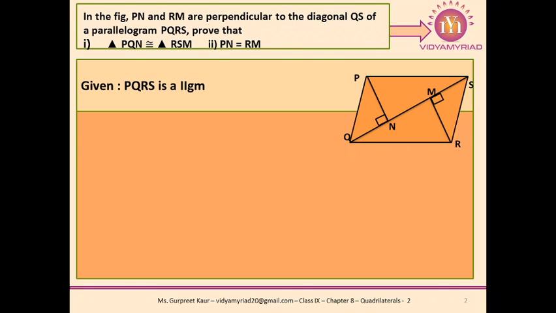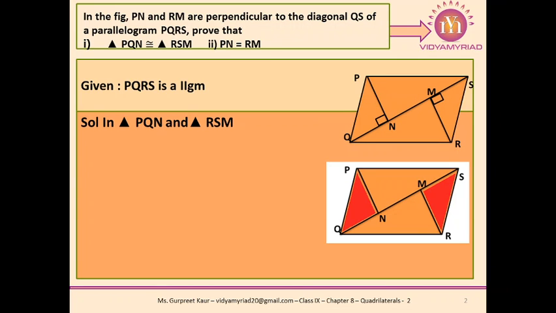So what is given to us? PQRS is a parallelogram, and then let's start with the triangles PQN and RSM. In these two triangles, we will try to make them congruent. What all is there with us? Let us see. Angle 1 will be equal to angle 2 because they form alternate angles. You have angle 3 equal to angle 4. They are forming 90 degrees.